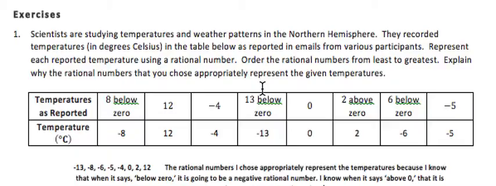For full credit here, this is all you would actually have to say. It's only asking you how you know what numbers go, or why you chose the rational numbers that you did. And so I'm not looking for anything fancy, but it's really important that you explain what you chose as negative and what you chose as positive.